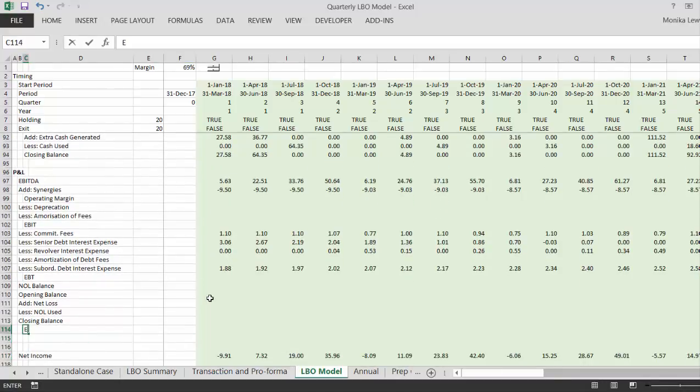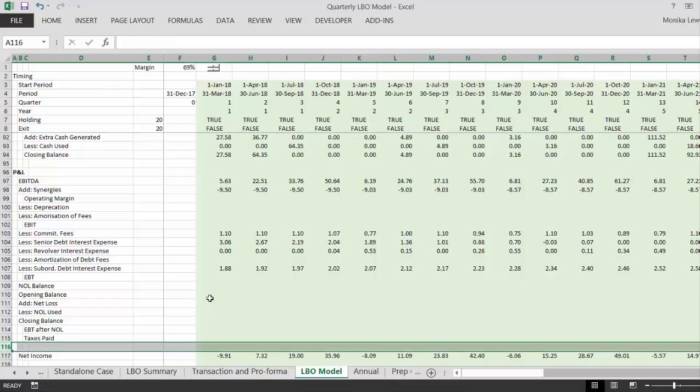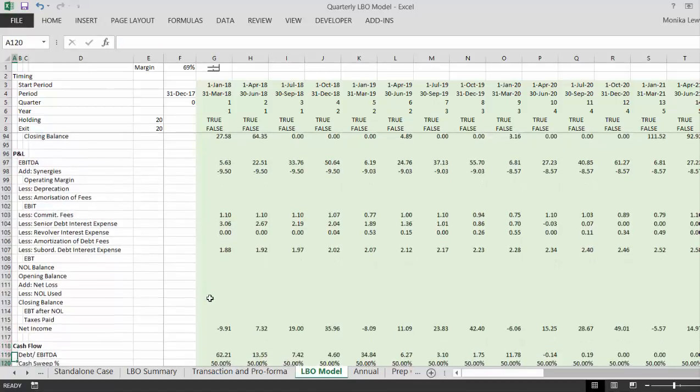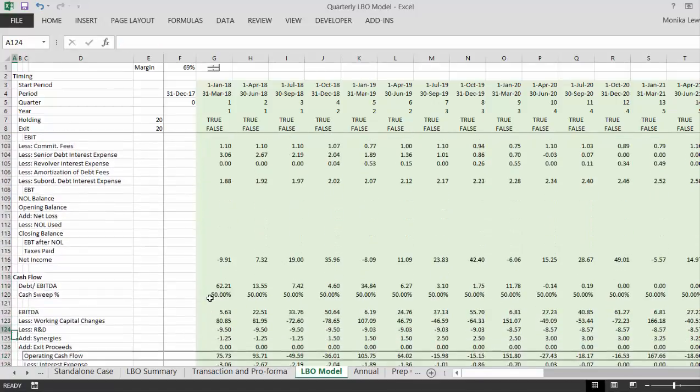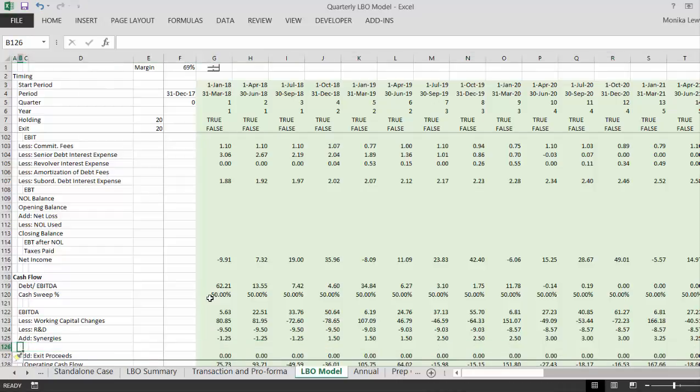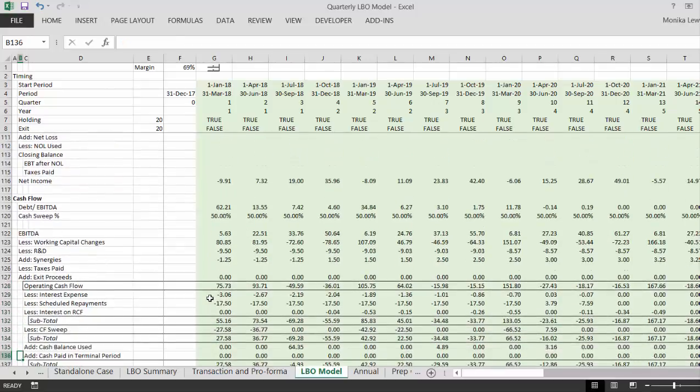And then we do EBT after the NOL, and then we put taxes paid. And this time I'm not going to defer the taxes, and we'll just make the net income after the taxes that we paid. And down here, just before the exit proceeds, maybe we put less the taxes we pay. Okay, and that's that.